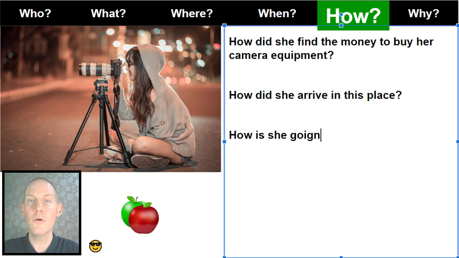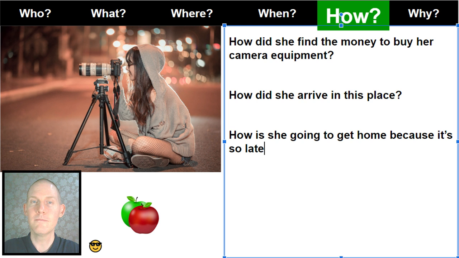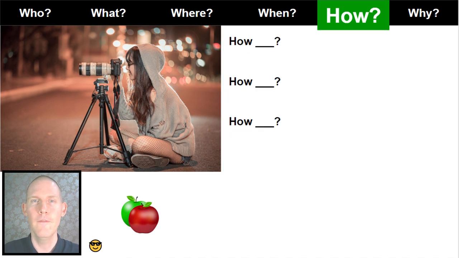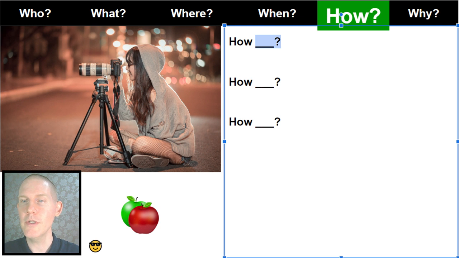How is she going to get home because it's so late and the public transportation is closed? Ooh, potential problem. All right. Another how question. Anybody in the comments? I know you guys can do it. This is great. You push your mind to ask a lot of questions with the same question words. If you can do it now, it helps you prepare in the future when you're having a conversation.